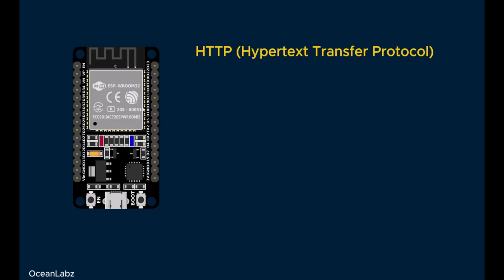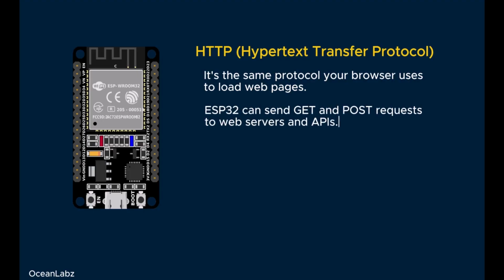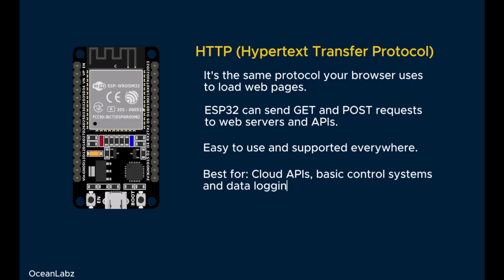HTTP, that stands for Hypertext Transfer Protocol. It's basically the same protocol your browser uses to load web pages. Now, with HTTP, the ESP32 can send GET and POST requests to web servers and APIs. It's easy to use, super flexible, and well, supported pretty much everywhere. So, yeah, it's best for things like cloud APIs, basic control systems, or data logging. And just so you know, we'll actually be using HTTP in this video.